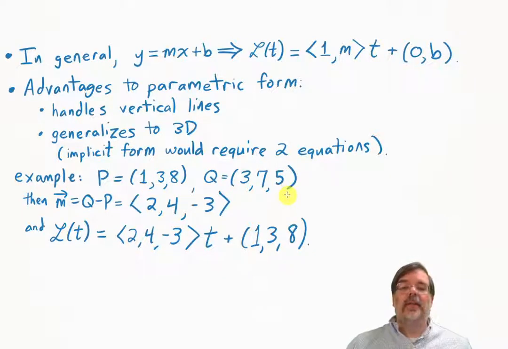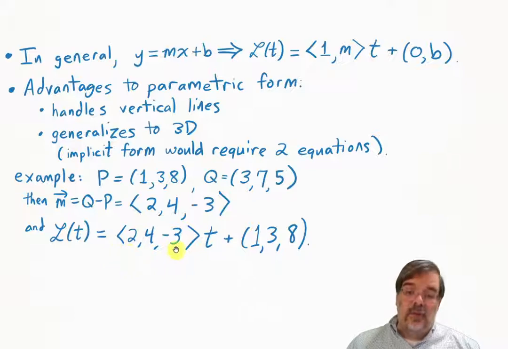Right? Your first step is to calculate the slope vector. In this case, that vector m is Q minus P. So 3 minus 1 is 2. 7 minus 3 is 4. 5 minus 8 is negative 3. There's your slope vector. And the equation of the line is still slope vector times t plus base point. In this case, 2, 4, negative 3 times t plus the point 1, 3, 8.